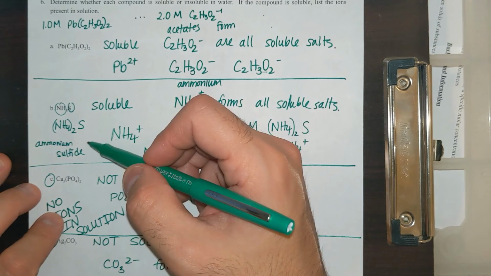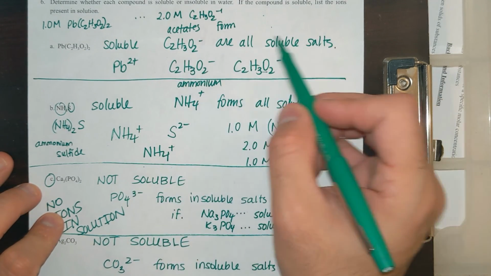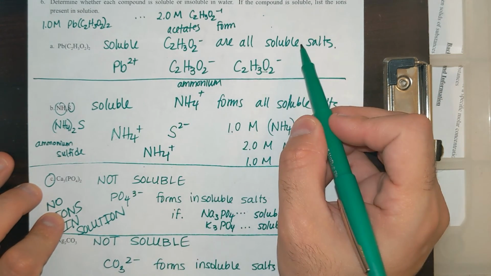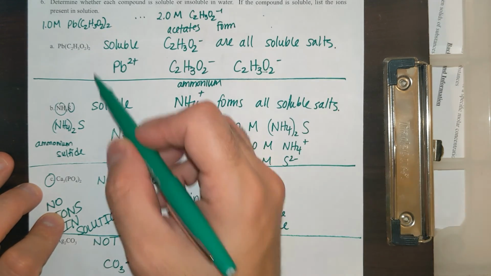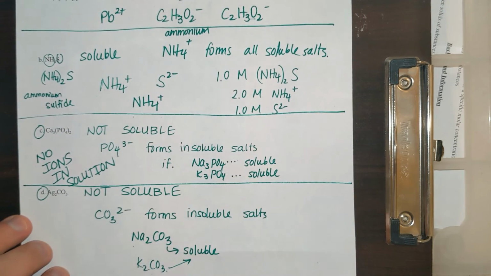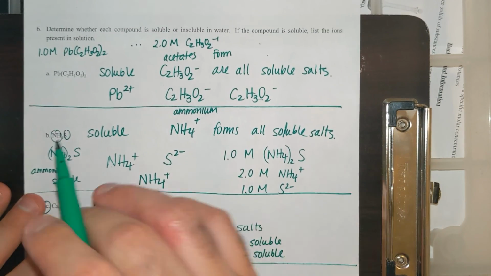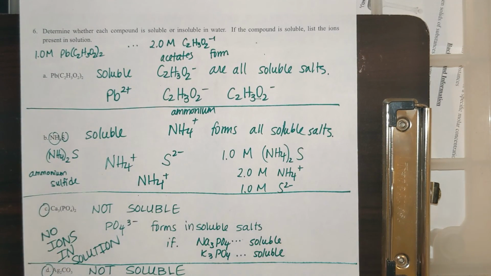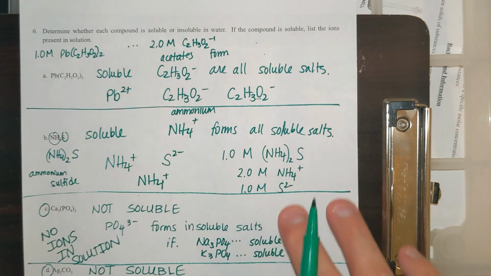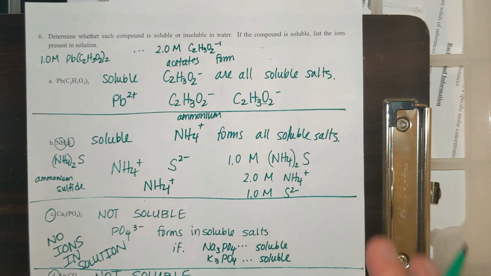So again, A and B are soluble. Acetates, or C2H3O2 minuses, are all soluble salts. Ammoniums are all soluble salts, so both these are soluble. These two form insoluble salts. And we're going to eventually do notes on how I could tell the difference and how I could write all these different breaking aparts of ions. So you could use this to help you with your answer key and checking your answers to this entrance task.